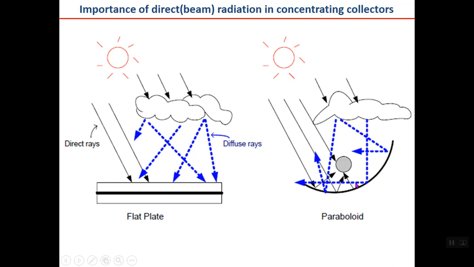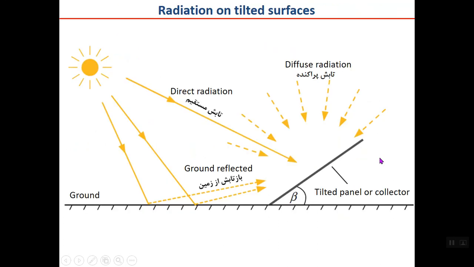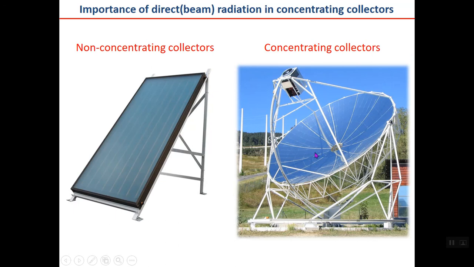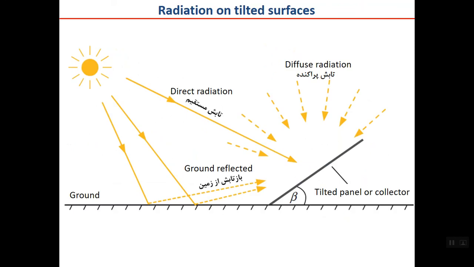But for the concentrating type of collectors, like the parabolic trough or the dish, you can see that these blue dotted lines, which show the diffuse solar radiation, cannot be concentrated or reflected to the tube which is placed here. You can only reflect and concentrate direct sun rays. For example, you may remember that on a cloudy day, you cannot reflect the sun rays with a mirror, okay? So for concentrating types of collectors like the one you can see here, DNI is very important, and so you can conclude that these types of collectors or systems can be installed only in locations where there is good direct solar radiation, and they cannot work with diffuse solar radiation.